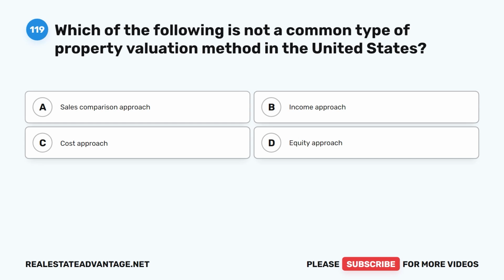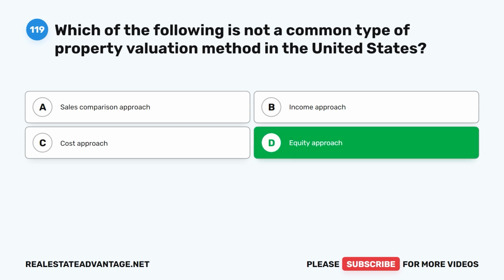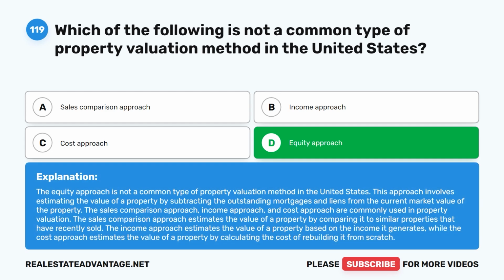Question 119. Which of the following is not a common type of property valuation method in the United States? A, sales comparison approach. B, income approach. C, cost approach. D, equity approach. The correct answer is D, equity approach. The equity approach is not a common type of property valuation method in the United States.